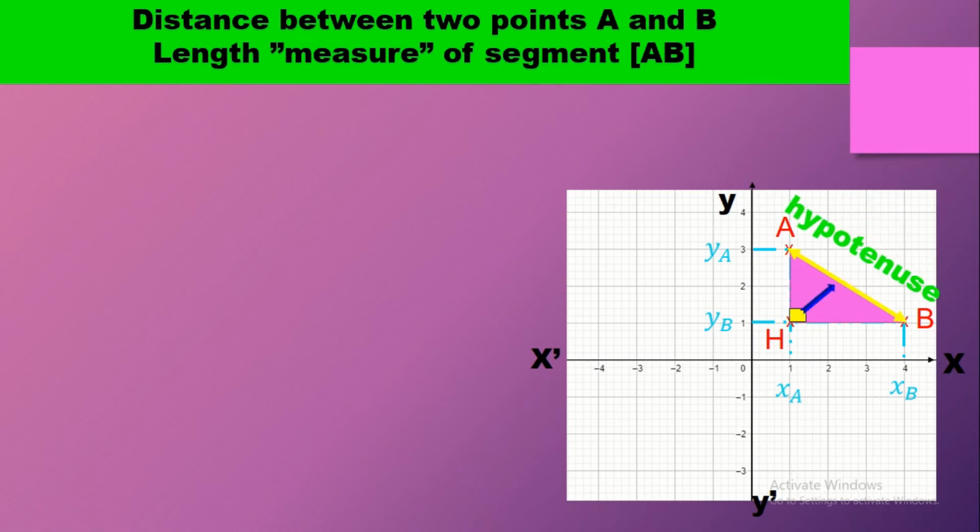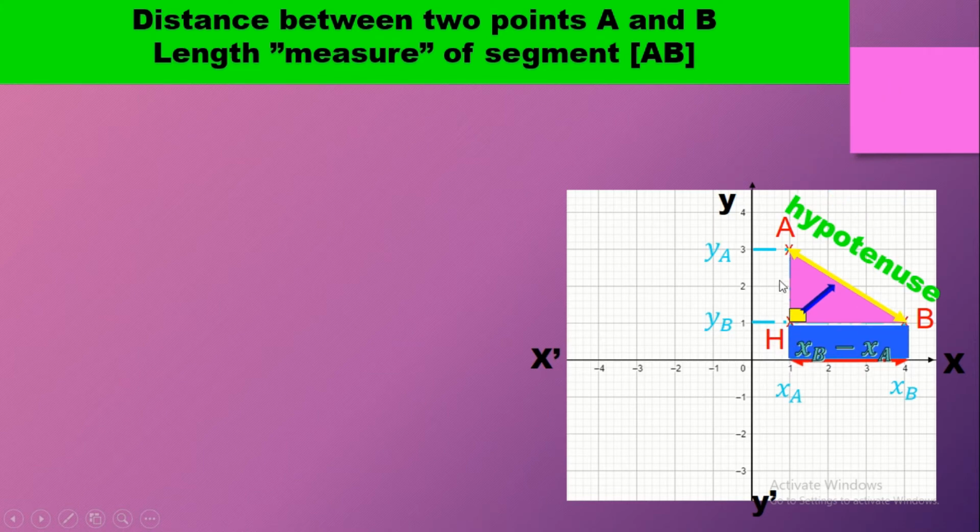You know that the line facing the 90 degrees is said to be the hypotenuse. Well, in a right triangle, we can directly apply Pythagoras theorem. We can say here that AB square is equal to HB square plus HA square. Now let's see HB. Can we find it? Well, isn't it equal to XB minus XA? So we can replace HB by XB minus XA.